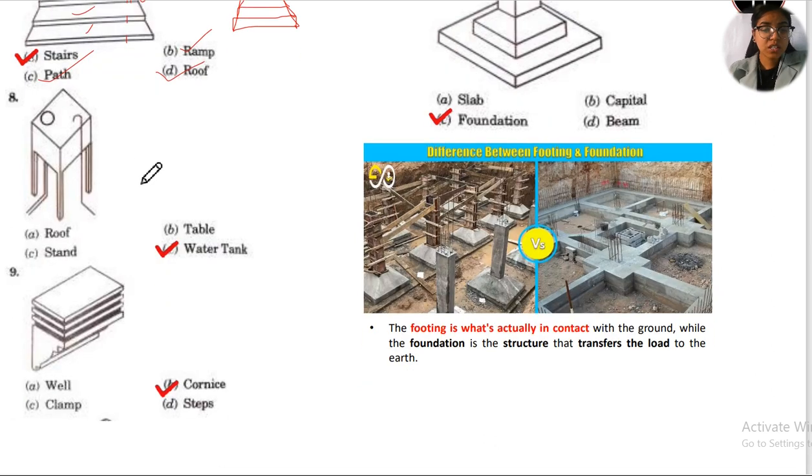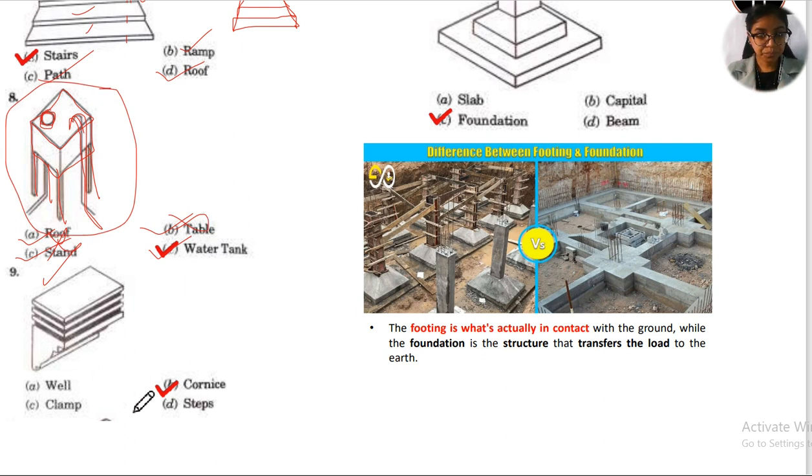Fine. Next question is roof, stand, table and water tank. So this is your concrete water tank. As you can see, this is the main water tank. These are the columns which are supporting the water tank, this is your opening hole, and these are the pipes which come out from your water tank. So this is your water tank. This is not any table or stand or roof, but this is a water tank.